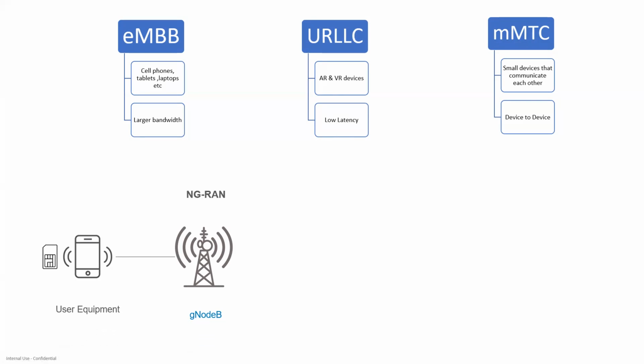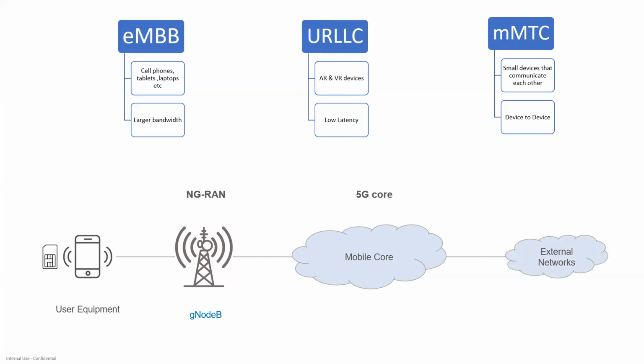The 5G RAN is known as NG-RAN, and this NG-RAN will connect to what we call your mobile core. In a 5G environment, your mobile core is known as the 5G core. In a 4G environment, it was known as EPC. And this in turn connects towards the external networks, which can be an internet network.